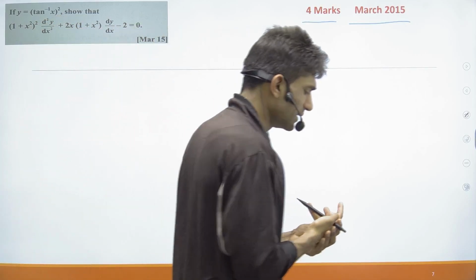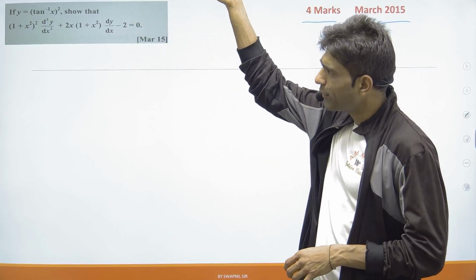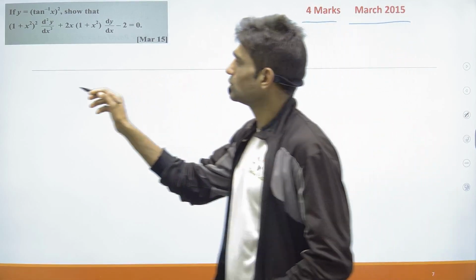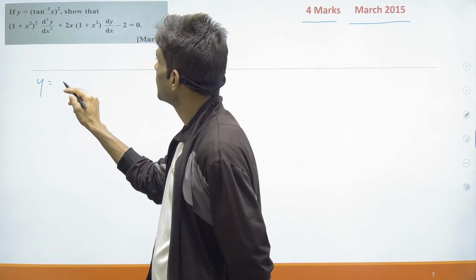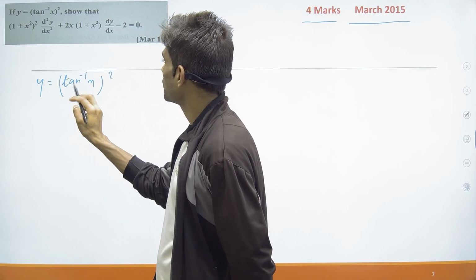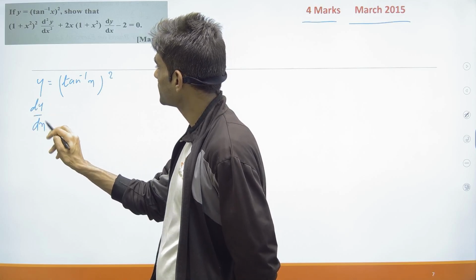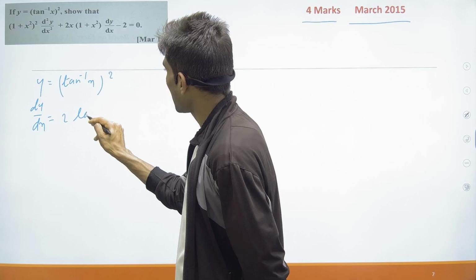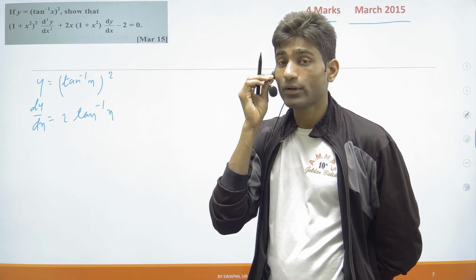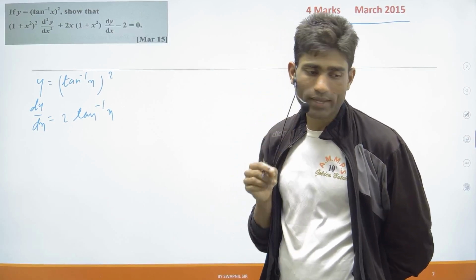Differentiation is quite easy here. First of all, we differentiate tan inverse of x to the power n, that means n times x raised to n minus 1. So here we have y equal to tan inverse of x, to the power 2. Differentiating with respect to x, we get dy by dx as 2 times tan inverse of x to the power 2 minus 1. That gives the value 1 only.